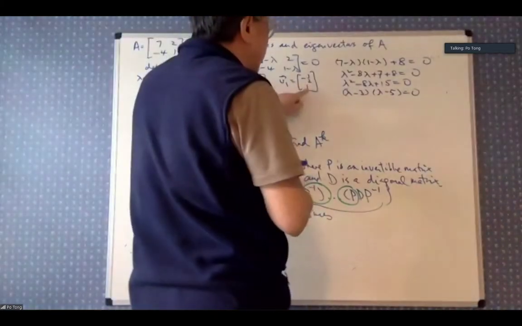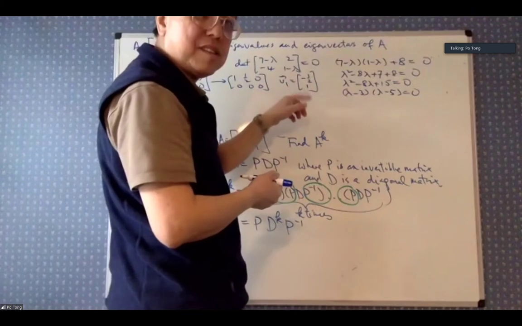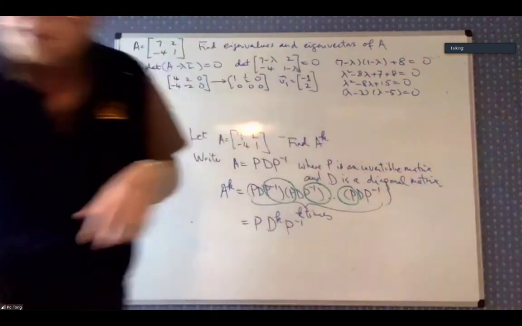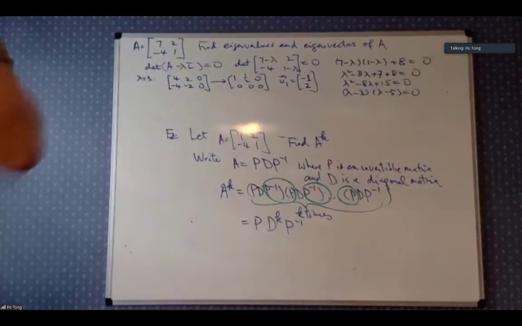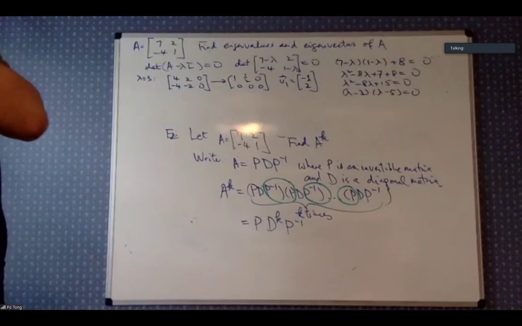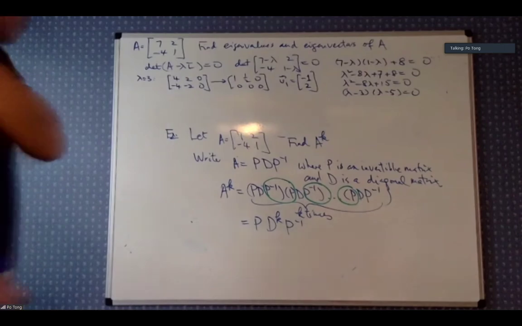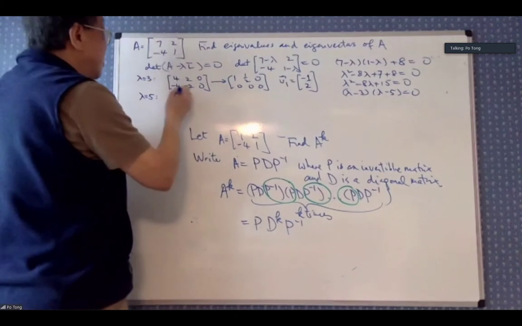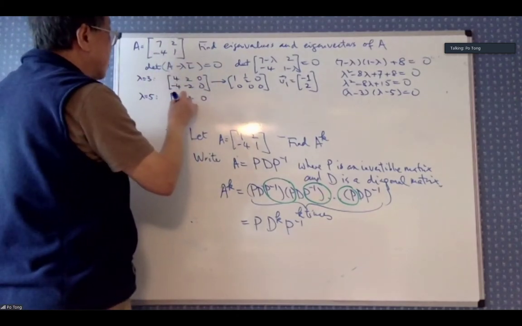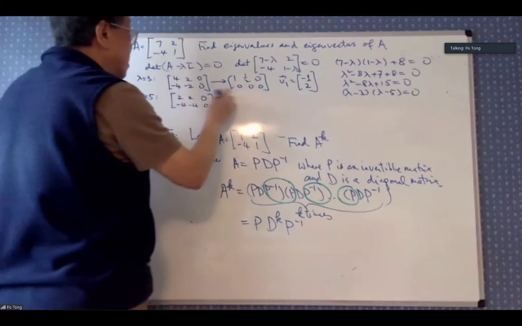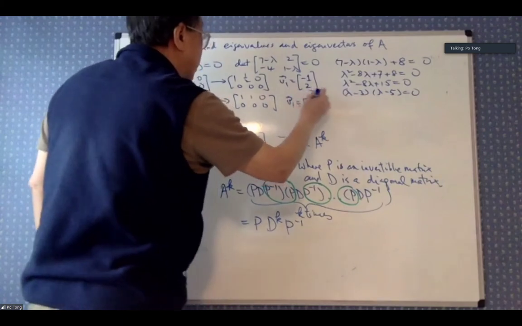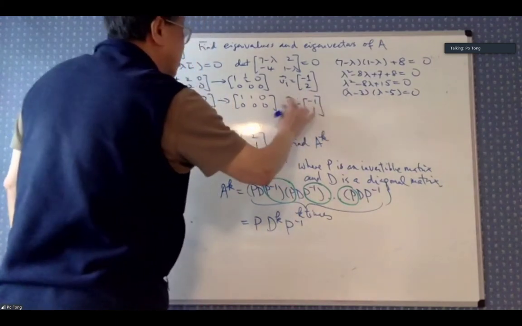So I'm not going to use this one, I don't like the fraction. So I'm going to use negative 1 and 2. Is it okay? Good. Very good, Anna. Thank you. Lambda equal to 5. Subtract 5: 2, 2, 0, minus 4, minus 4, 0, 1, 1, 0, 0, 0, 0. V1 will be minus 1, 1. V2.